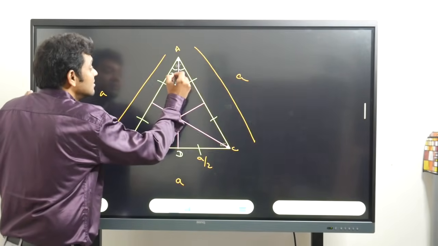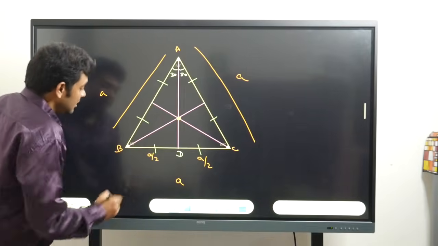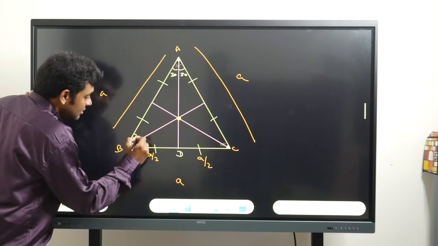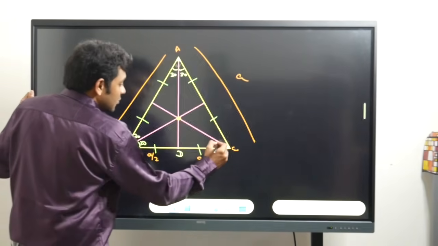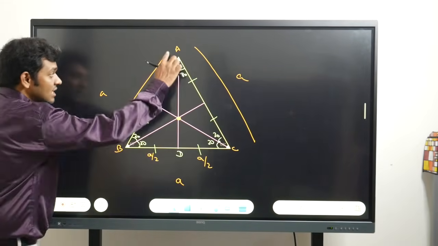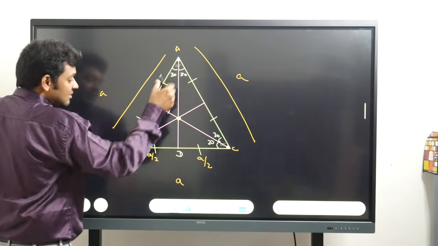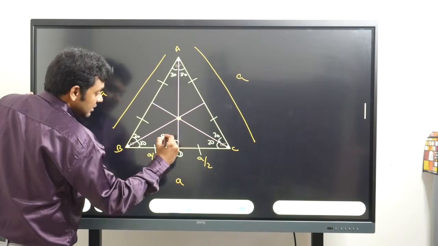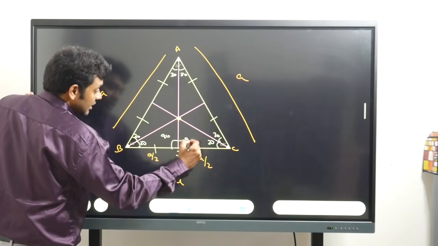So this angle is 30. This angle is also 30. Correspondingly, this will be 30 and this will be 30. Since in this triangle, if this angle is 30 and this is 60, it has to be 90. Therefore, this has to be 90.